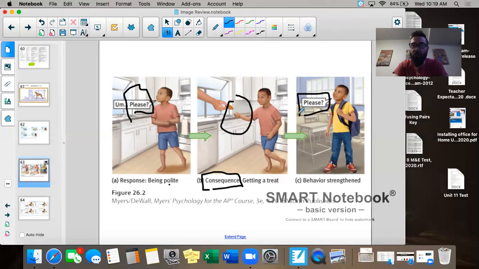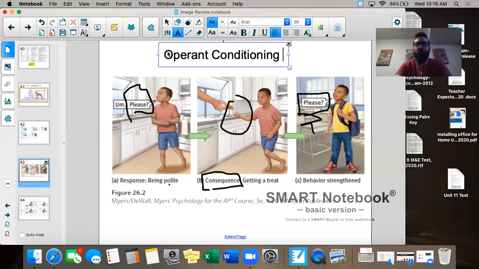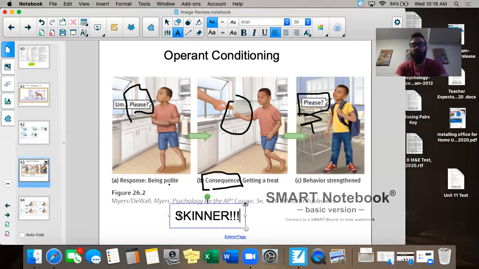What are they going to do more? They're going to say please. Please gets you what you want, for sure. All right? If there's a consequence there, then it's not going to be classical conditioning. One more time, it's going to be operant. Operant conditioning. If we had to talk about someone you should be thinking of for this one, Skinner. Skinner is the one you should be thinking of for operant conditioning.